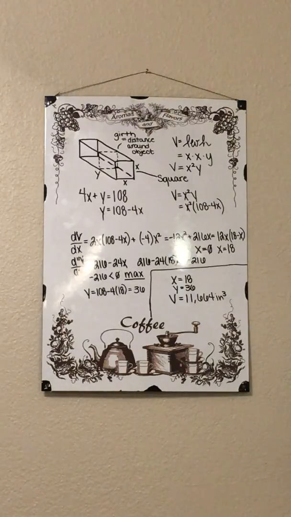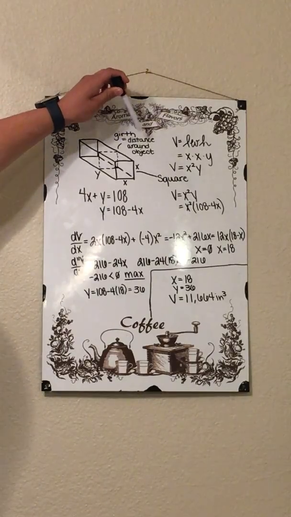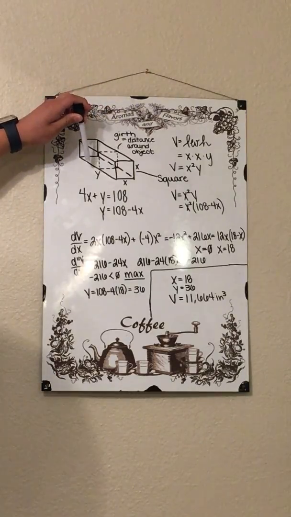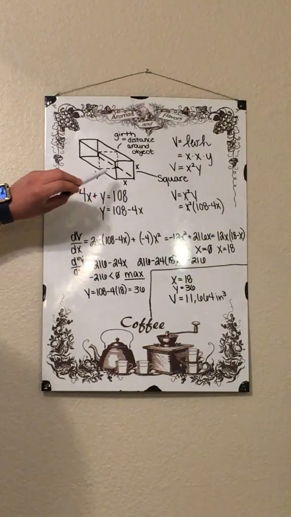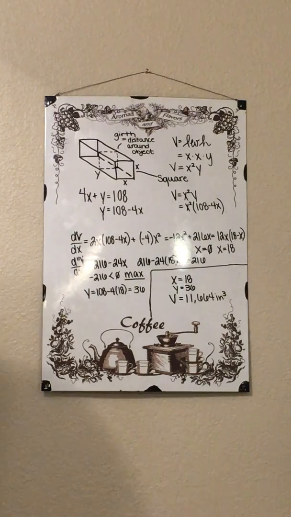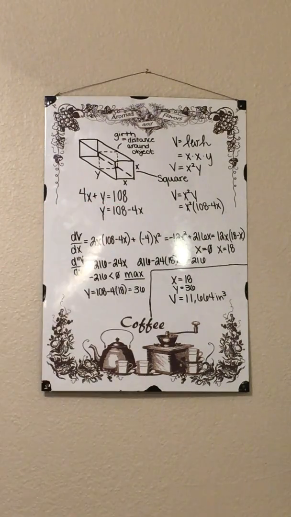Now, the problem stated that the length and the girth of the box cannot exceed 108 inches. The girth is defined as the distance around the object. Since this is a square, each of the sides is equal, so we can set that as 4x, and the length will be considered as y, and set it equal to 108. Rewriting that as y equals 108 minus 4x.